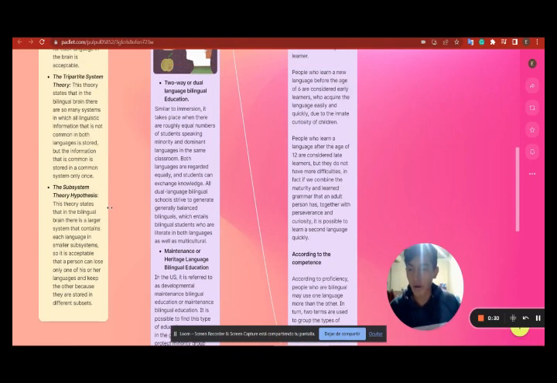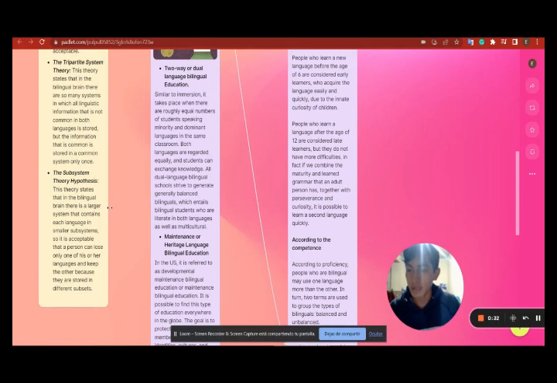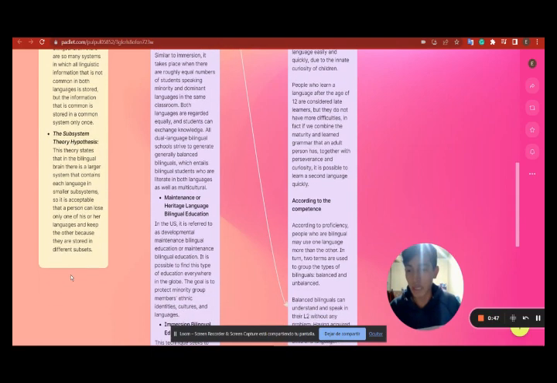And the final one, we have the subsystem theory hypothesis. This theory states that in the bilingual brain there is a large system that contains each language in a smaller subsystem. So it's acceptable that a person can lose only one language and not the other, because they are stored in different subsets.